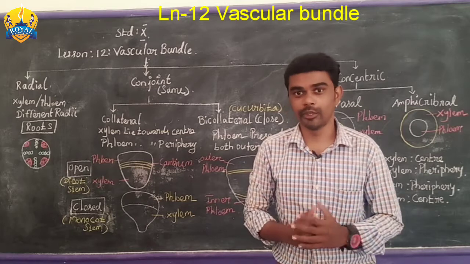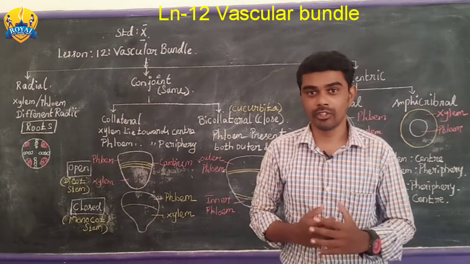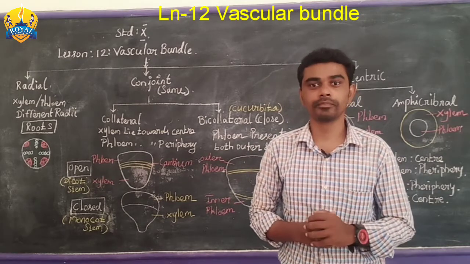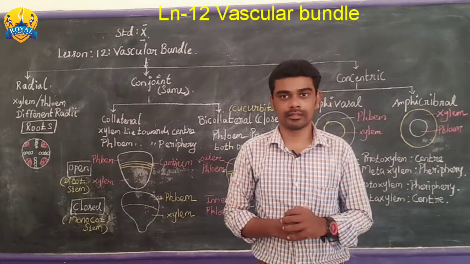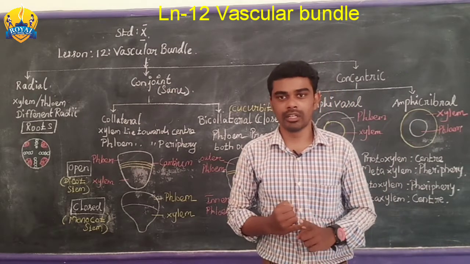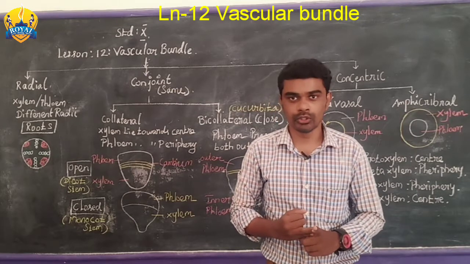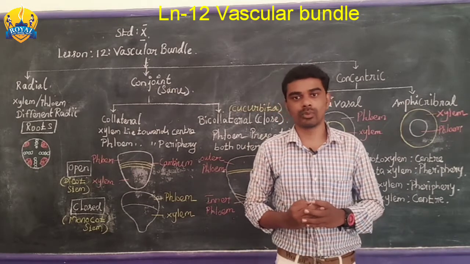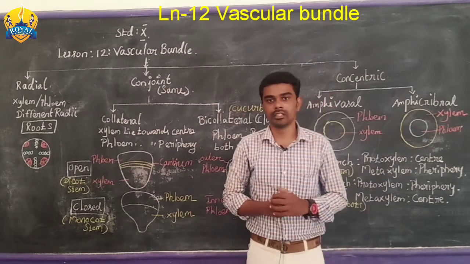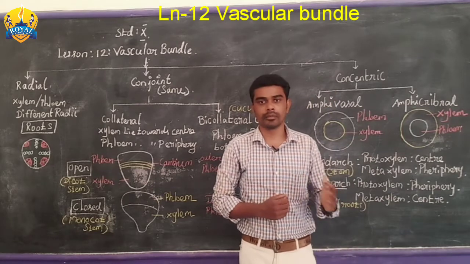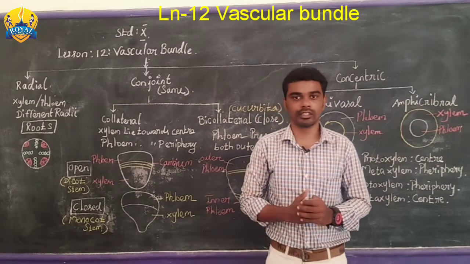Have you seen the video? What are the types of tissue? Can you say? Yes, epidermal and ground tissue, and the last one is vascular. So three kinds of tissue are in the plant category. We learned this already.